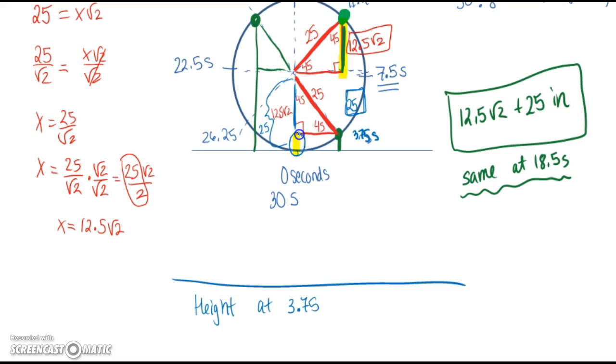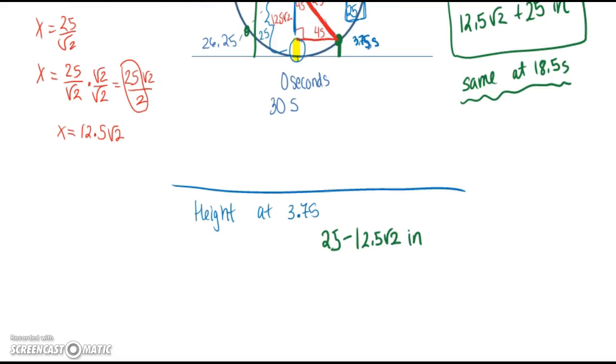So if we want to find this yellow piece, we can subtract from this whole radius of 25 inches this piece, which is 12.5 root 2, and we'll be left with the remaining piece. So the height at 3.75 seconds is 25 minus 12.5 root 2 inches. And you can see, because of the symmetry of the wheel, that at 26.25 seconds it would be the same.